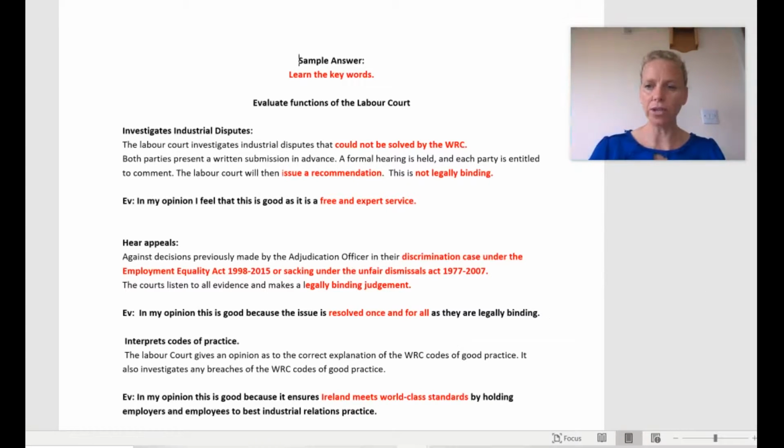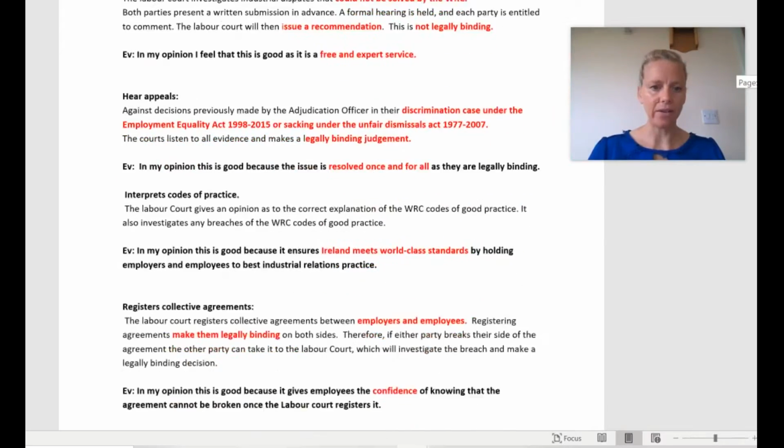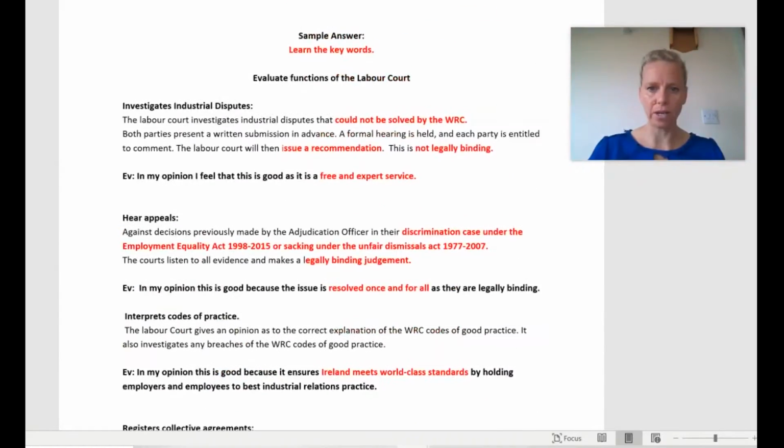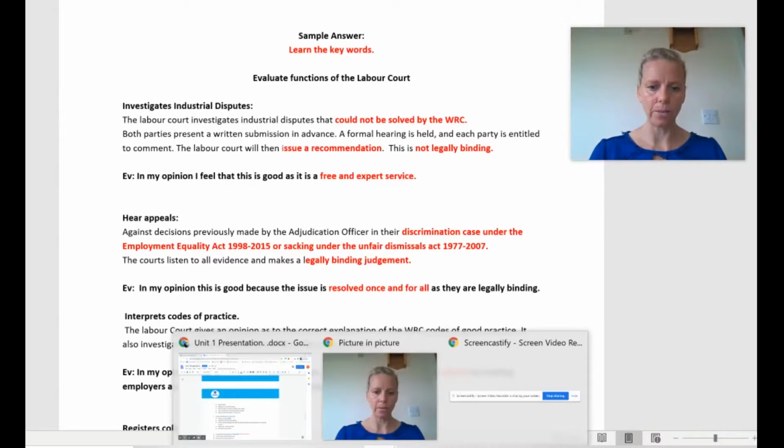So have a look over this sample answer that I've given you on it, because I give you your subheadings, give you your explanation, and I give you your evaluation. It might only come up, explain the functions of a labour court, but at least it's good for you to have your evaluation. As I said, students tend to find the evaluations quite difficult. So if you find it hard to evaluate yourself, just pick out the keywords there and learn those. So let's jump back then to our presentation.